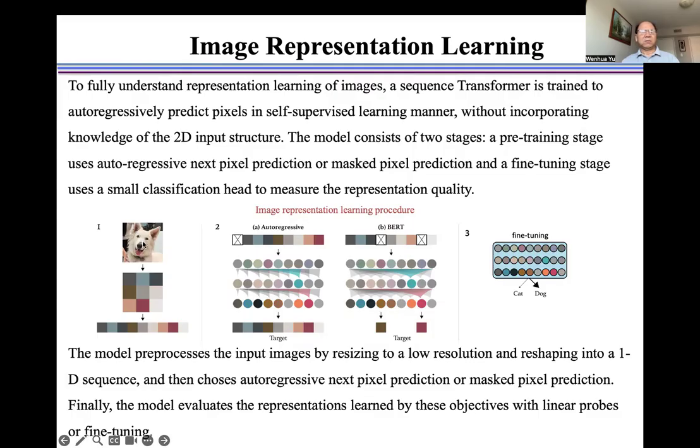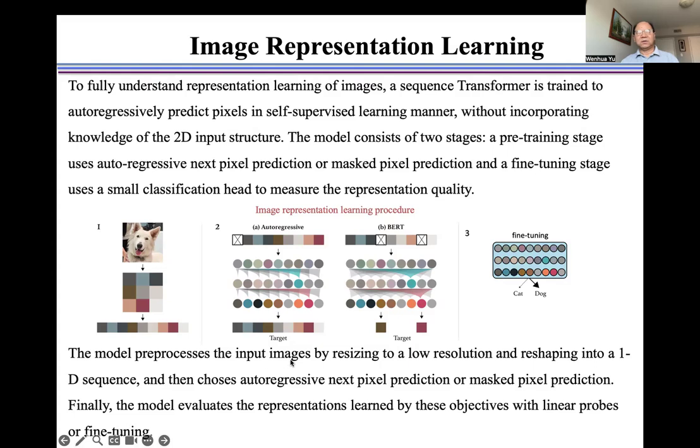This is the input image. This is a 1D sequence. This is the autoregressive training procedure, and this is the BERT masking training procedure. This is the fine-tuning procedure.